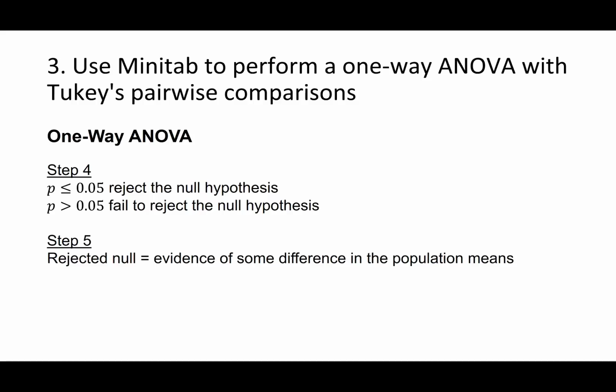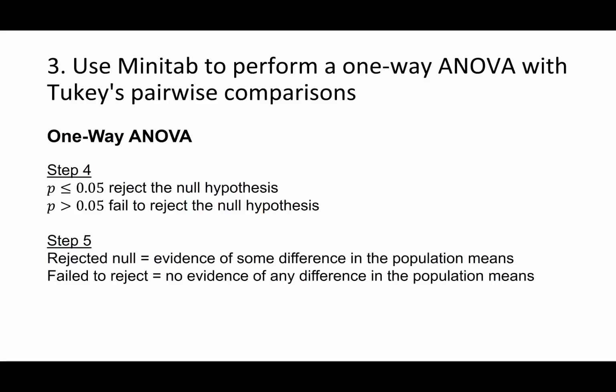If you rejected the null, then there is evidence of some difference in the population means. And ANOVA will not tell you where those differences are. If we want to know where the differences are, we'll need to conduct a post-hoc test, such as Tukey's pairwise comparisons, which we'll see soon. If you failed to reject the null in step 4, then there is no evidence of any difference in the population means. If you fail to reject the null, then you typically don't do any post-hoc tests unless there was some original research question concerning pairwise differences. We'll move on to the topic of Tukey's pairwise comparisons now.